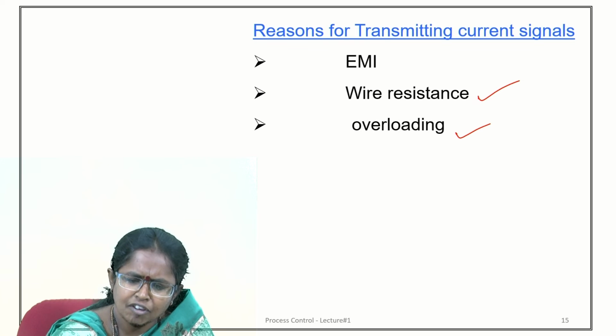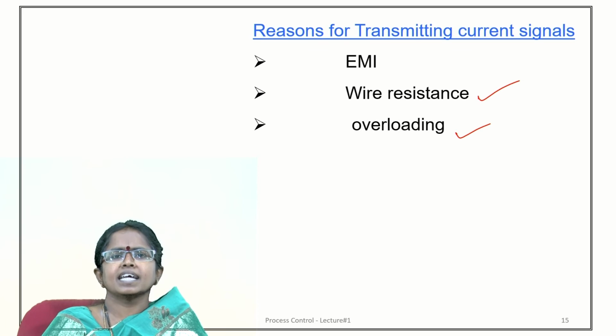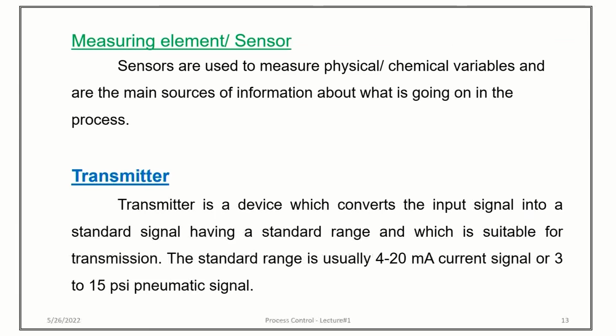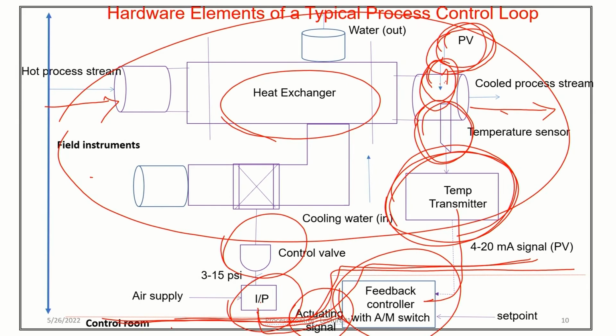And similarly, if we transmit a voltage signal and an overload occurs, it will damage the equipment and it may cause fire accidents also. That is why we always prefer current signals instead of voltage signals. Okay, then the next important component, so I already told you about the sensor and the transmitter.